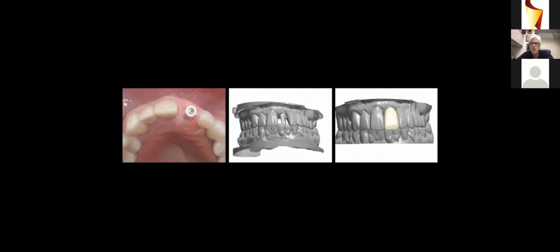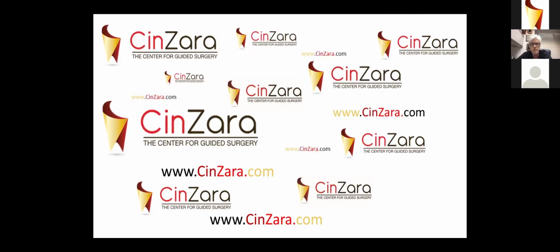So here we're going to do a digital scan. We put our scanning pin in this area. We send it to the lab, and I can actually get this back from the lab within 2 or 3 days. They will fabricate a custom abutment and the final Bruxer aesthetic crown, pretty predictably.